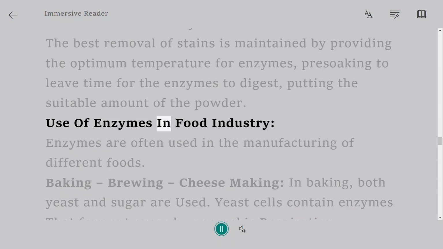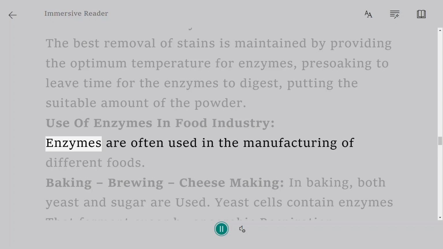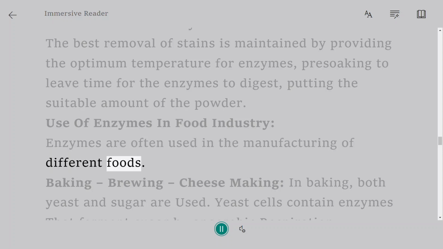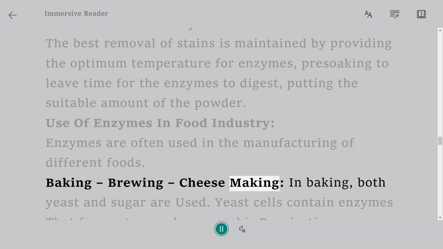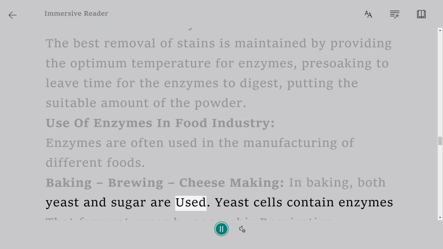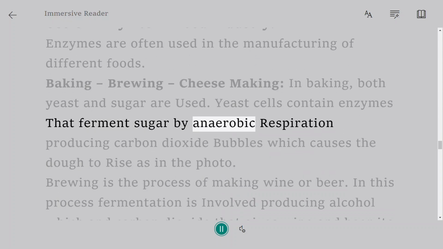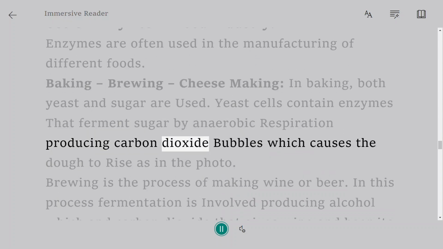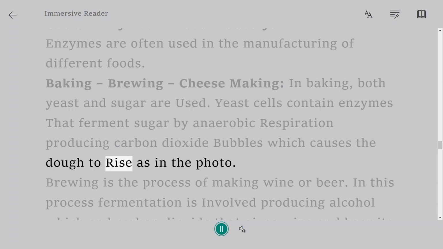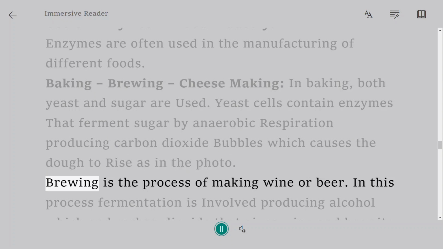Use of enzymes in the food industry. Enzymes are often used in the manufacturing of different foods: baking, brewing, cheesemaking. In baking, both yeast and sugar are used. Yeast cells contain enzymes that ferment sugar by anaerobic respiration, producing carbon dioxide bubbles, which cause the dough to rise, as in the photo.